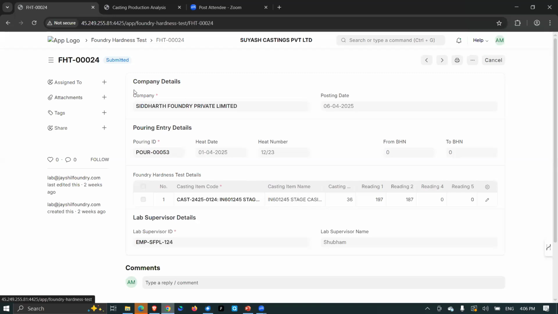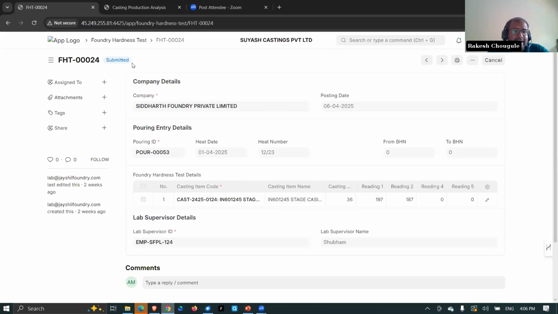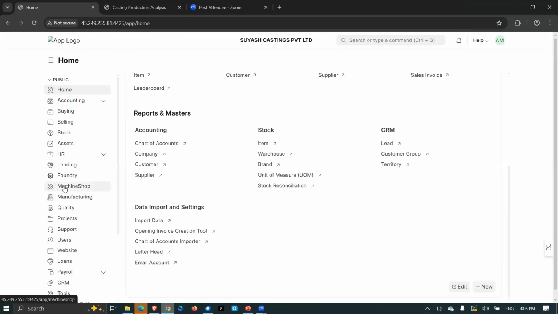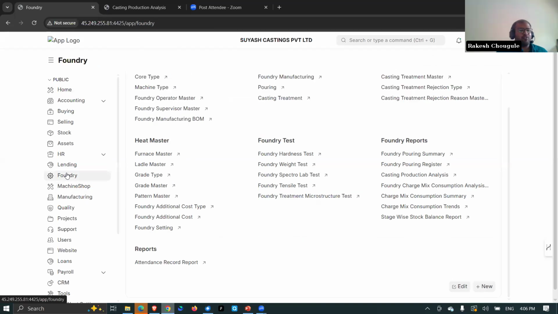The heat number entry you were doing manually, right? There was no automatic series. We can generate the heat number based on the system, but right now we have entered it manually. So have you given this to many foundry customers, or have you just started now? No, we have given it to many foundries in our region, and they are using our system for all their production, buying, selling. All things are done in ERPNext only.